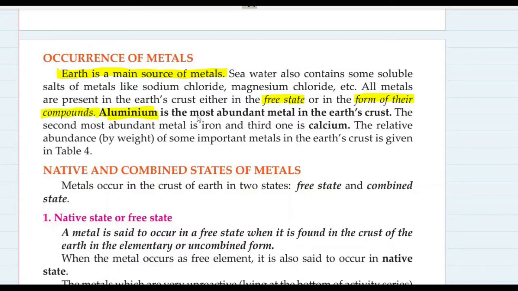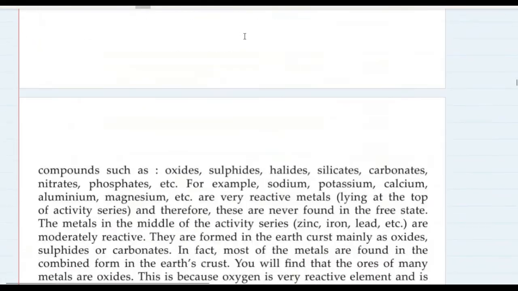Aluminium is the most abundant metal in Earth's crust. The second most abundant metal is iron, and the third most abundant metal is calcium. The relative abundance by weight of some important metals in Earth's crust is given in one of the tables.